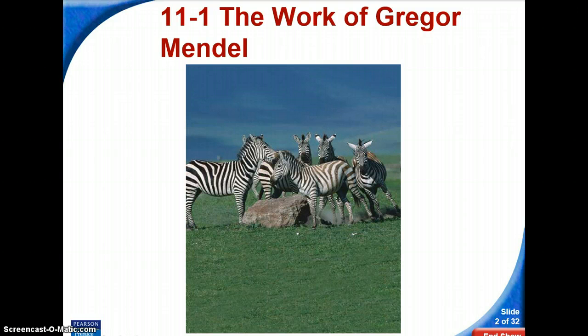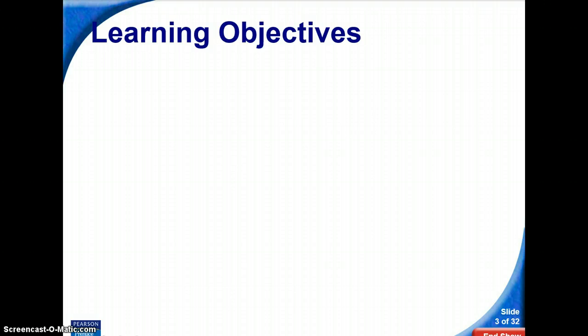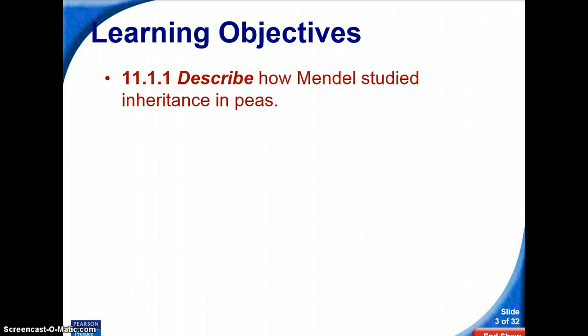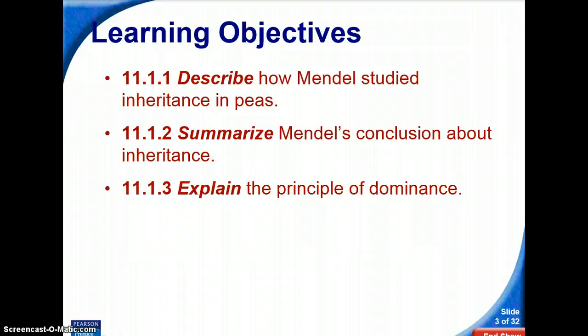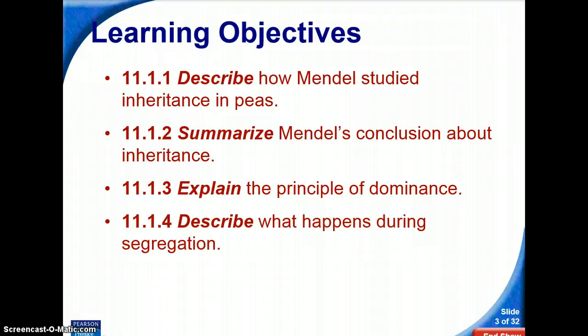So let's get going. All right, the learning objectives for this lesson are as follows. There are 4 of them. The first one is to describe how Mendel studied inheritance in peas. Then we're going to summarize Mendel's conclusion about inheritance. We're going to explain the principles of dominance. And we're going to describe what happens during segregation. Okay, make sure you have all those written down.